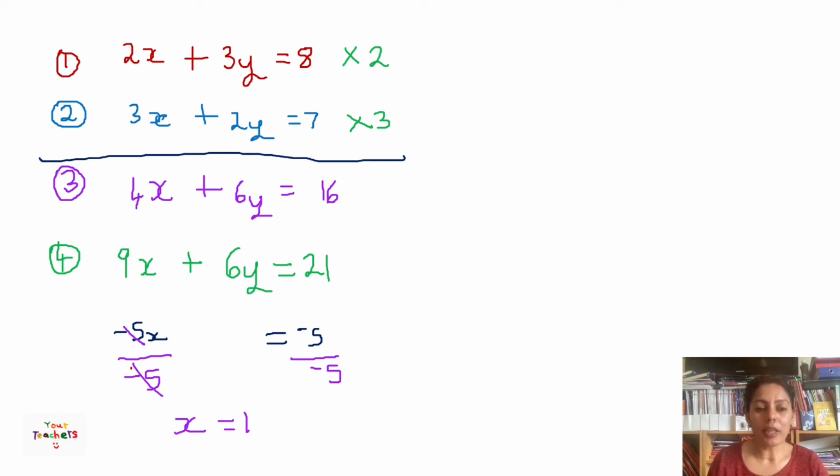Because when we divide by 5, it cancels out the minus 5s, and it leaves the x on its own. And we've got minus 5 divided by minus 5, which gives us 1. Like we spoke about before, 2 divided by 2 gives us 1, 3 divided by 3 gives us 1. So that is how we did that. So now we've got to go on to the next stage.